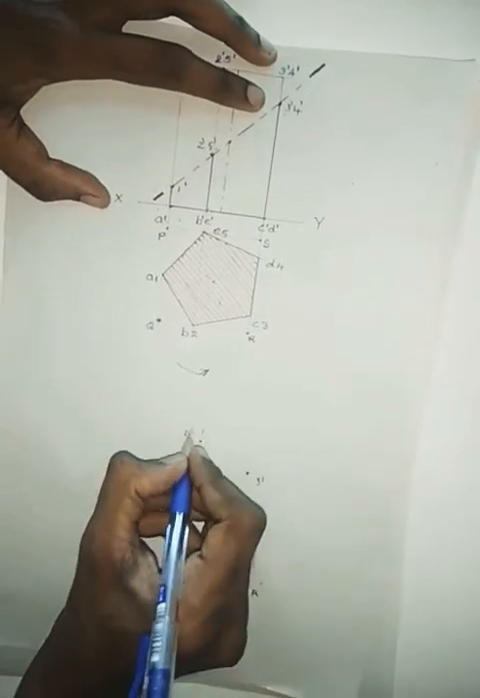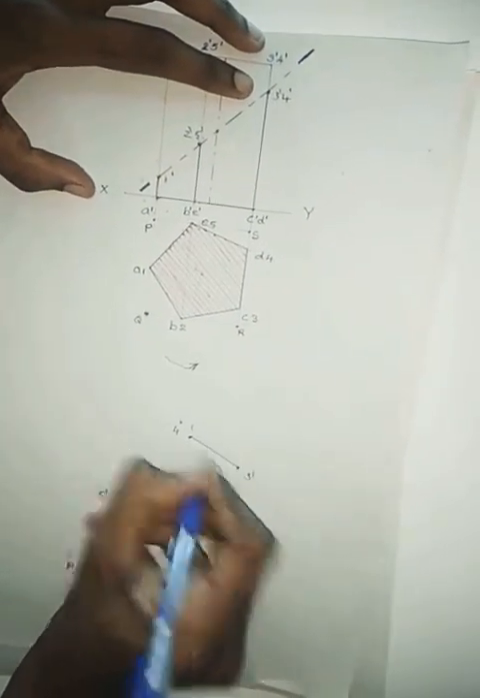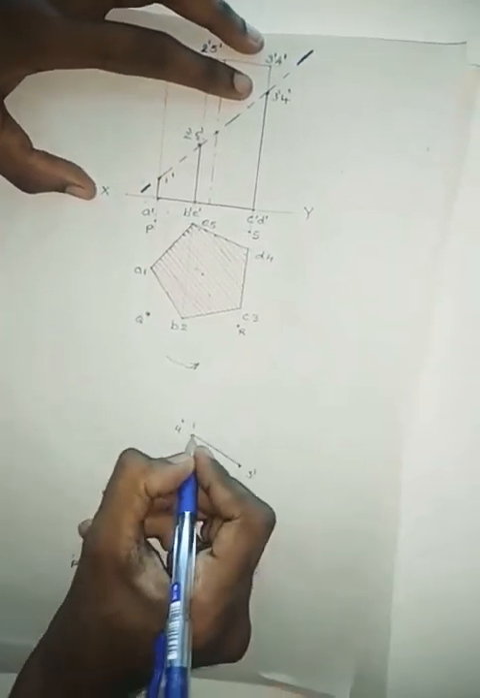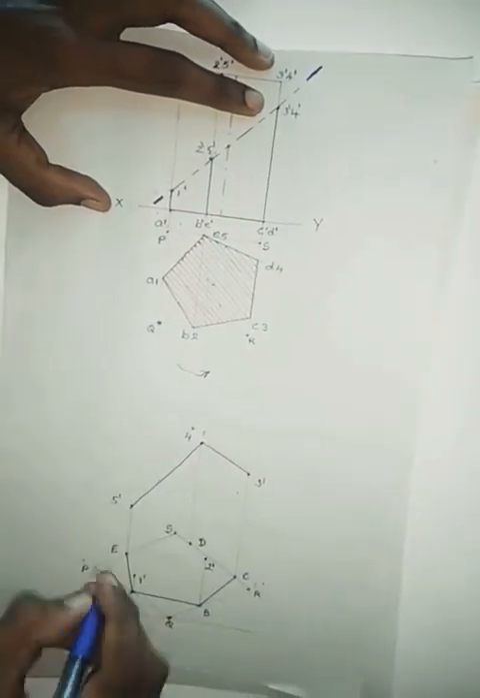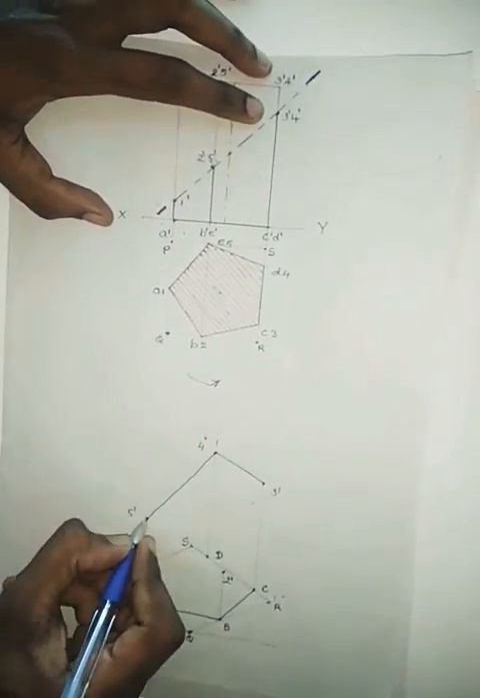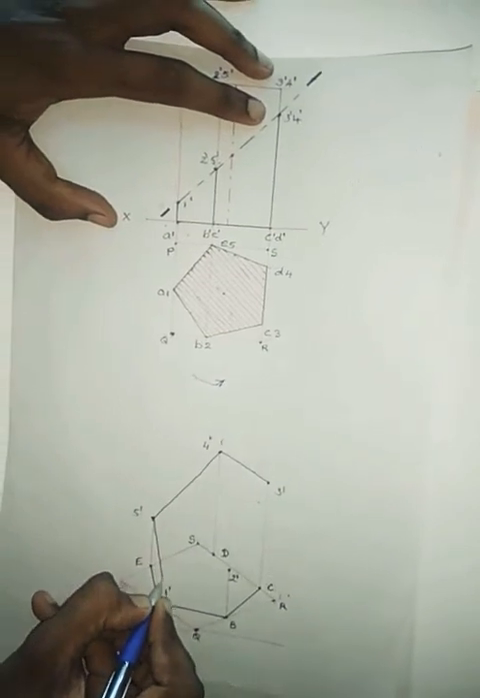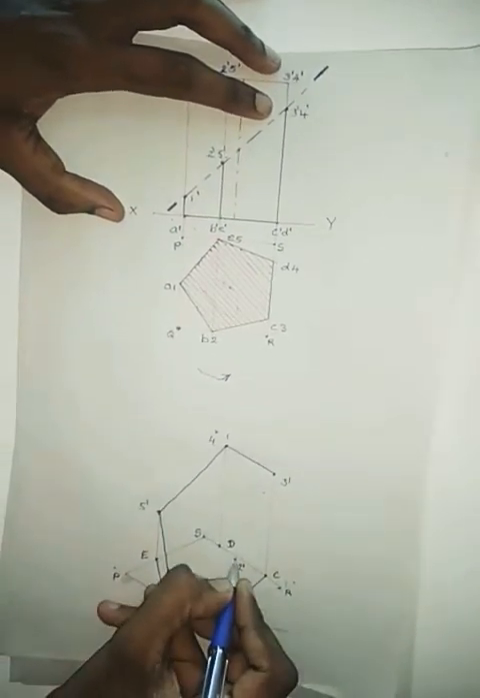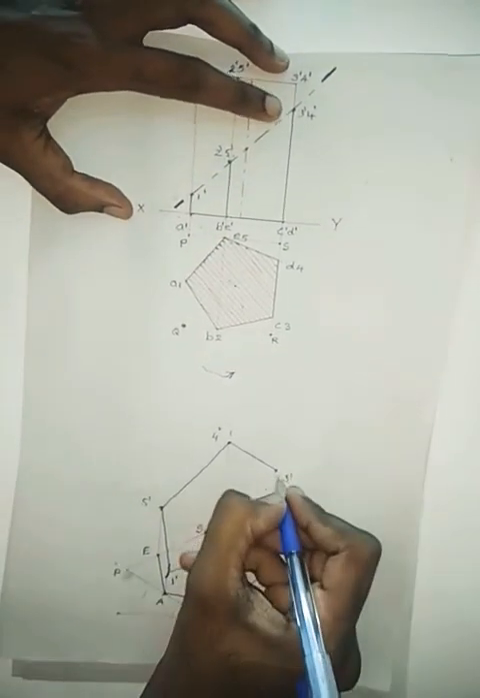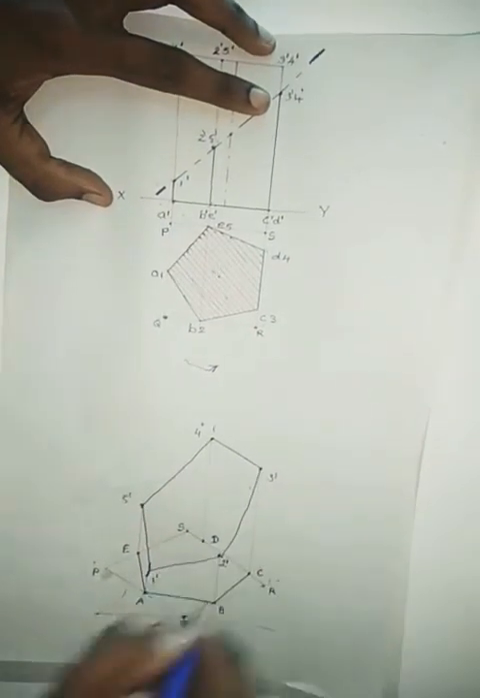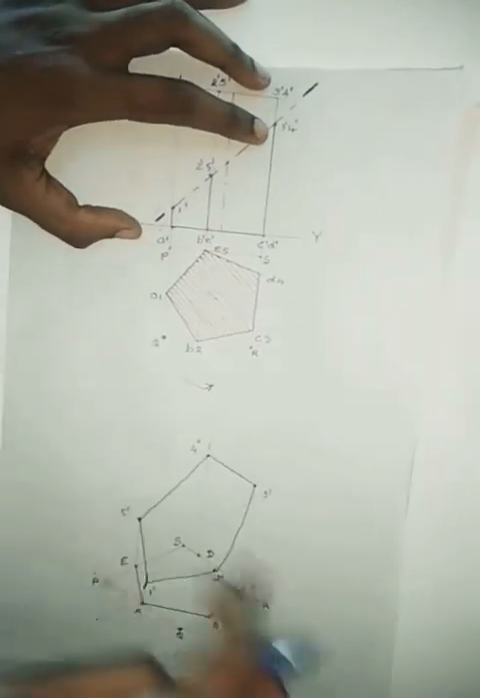As usual, join the last 5 points we got using a dark line. That is 1 dash, 2 dash, 3 dash, 4 dash and 5 dash. I will be joining them using a dark line. Okay, I will be getting a figure like this. This will be our sectioned surface.